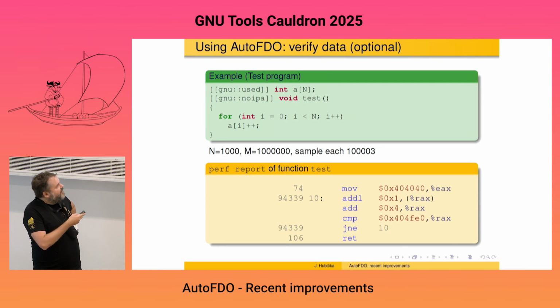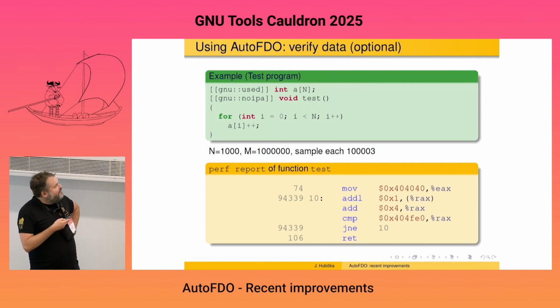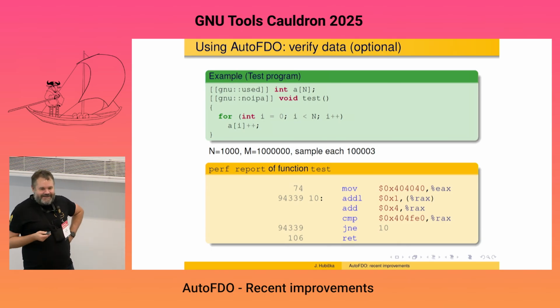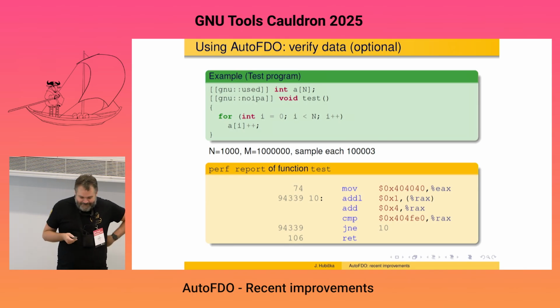Here is the loop. All the instructions in the loop get these 94,000 samples, and the return gets 106 samples, which is not completely precise, but if you divide these two numbers, it's roughly 1,000, so it's not that bad. It's sort of estimating that the loop is iterating 1,200 times instead of 1,000 times.